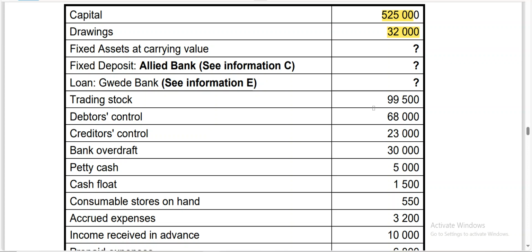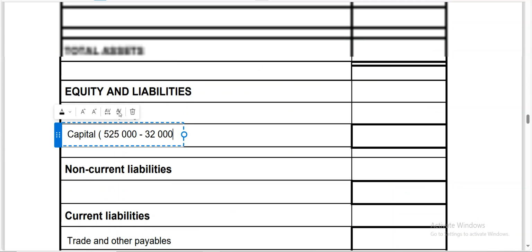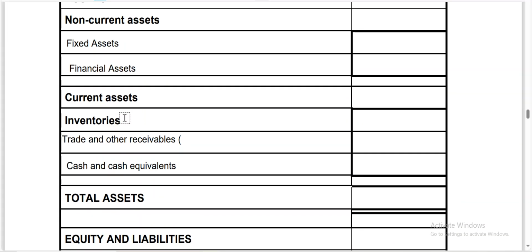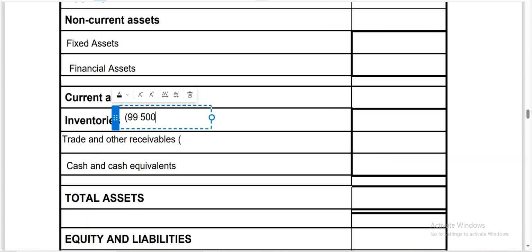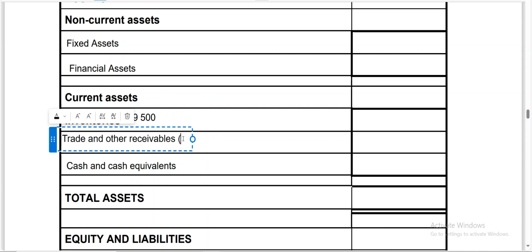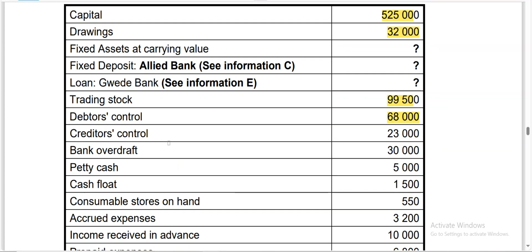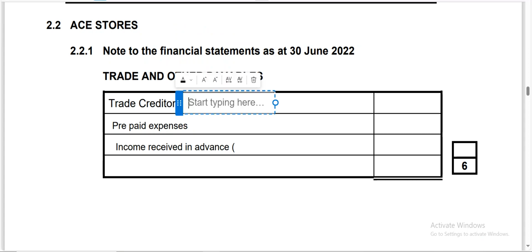So trading stock according to here is 99,500. I'm going to go to my inventories and include it here as 99,500. So I've used this trading stock. Next, I have the debtors control. Remember, the debtors control is part of trade and other receivables, so I'm going to include that 68,000 here. And then from there, I go to the next information. I have creditors control. Creditors control is part of my trade and other payables, meaning that it has to be part of the note, so I'm going to include it here as 23,000.